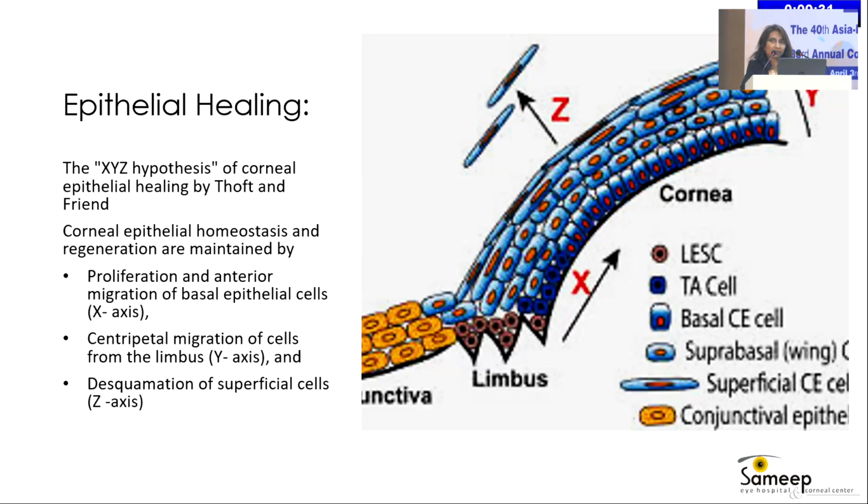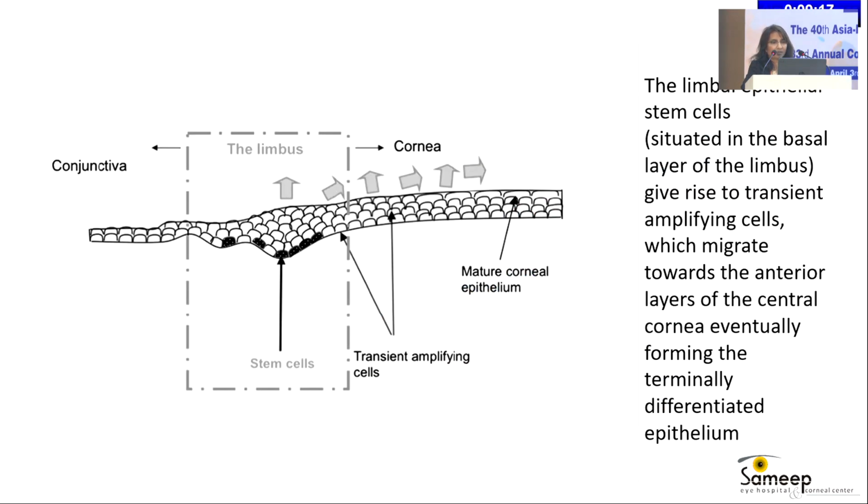homeostasis and regeneration are maintained by proliferation and anterior migration of basal epithelial cells, that is the x-axis, centripetal migration of cells from the limbus, that is the y-axis, and desquamation of superficial cells, that is the z-axis, as you can see here very well in the schematic diagrams.